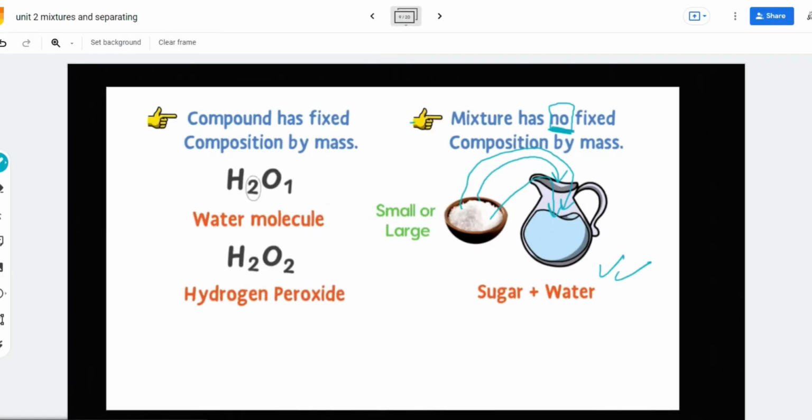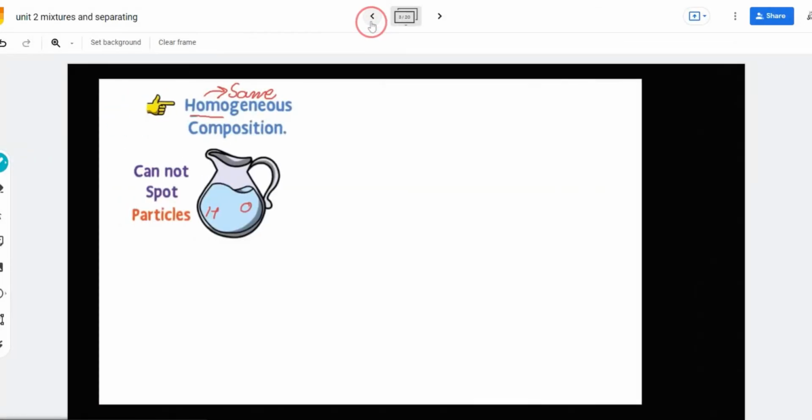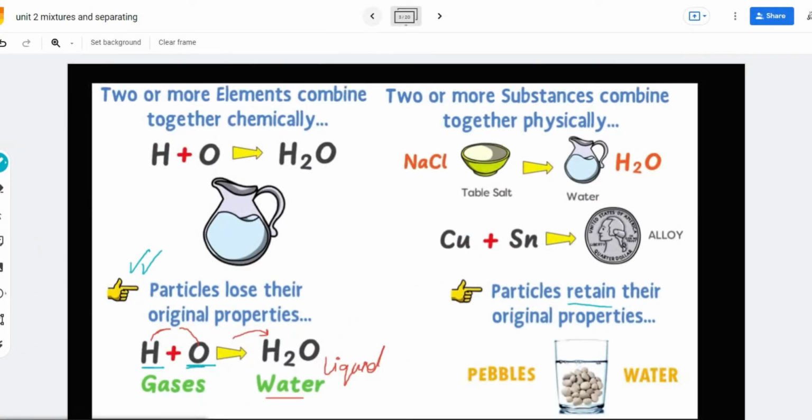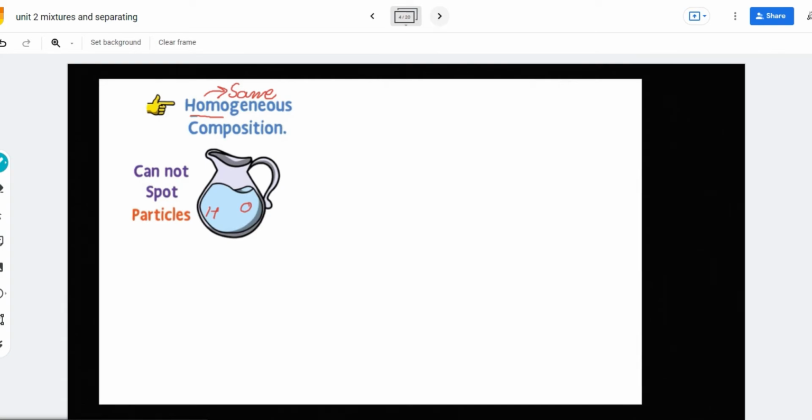So for now we have completed the first part: what's the difference between compound and mixture. Let's go one by one. Yes, Sue. What is a compound and what is a mixture? Excellent job. Compound, when two atoms or substances or elements come together, they are combined chemically. Mixture, when they are combined physically. Excellent. Second difference. Yes, please, Jerry. Excellent job. In compounds, particles lose their original properties, and in mixtures, particles retain their properties.